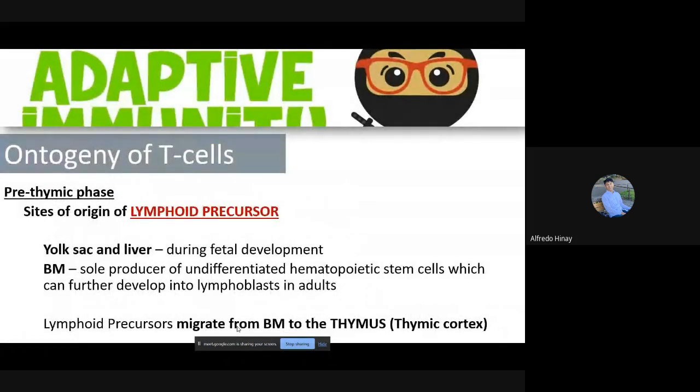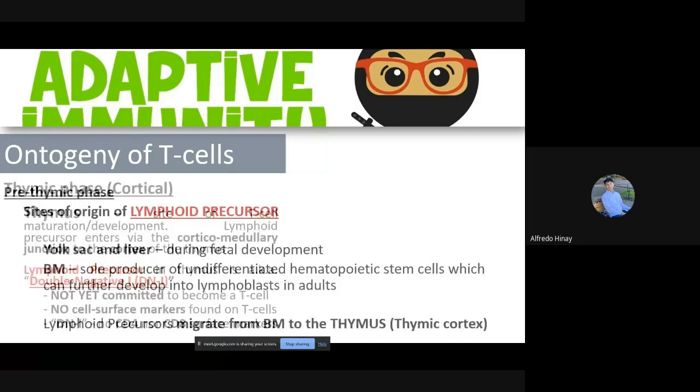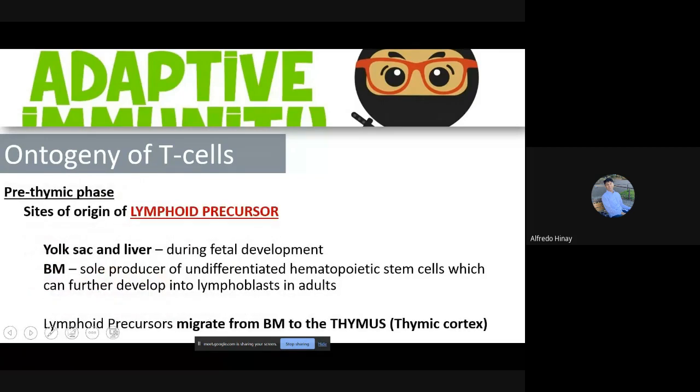Then let's move to the first stage of your T cell ontogeny. You have your pre-thymic phase. Where does the pre-thymic phase take place? It is called pre-thymic because it is not yet in the thymus, class. So this is the site of origin of your lymphoid precursors.